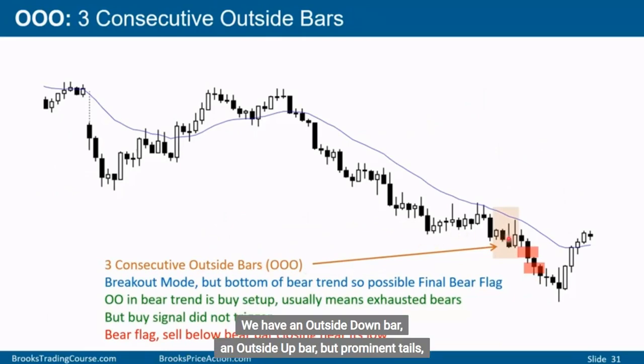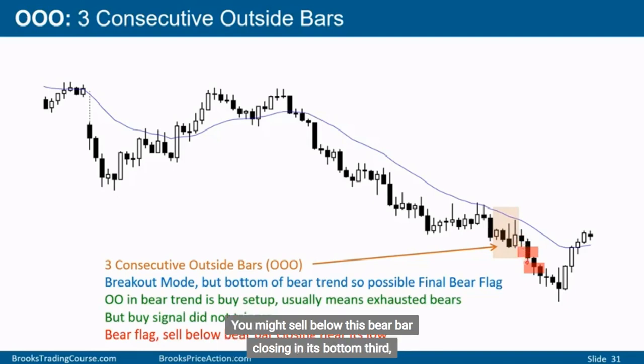We have an outside down bar and outside up bar, but prominent tails, and we're pretty late in the bear trend, and we have a lot of prominent tails here, small bodies. So the market thinks that this price is pretty fair. The market spent, I don't know, almost an hour here, and now we're getting more sideways bars with big tails. This is not a strong sell below that bear bar.